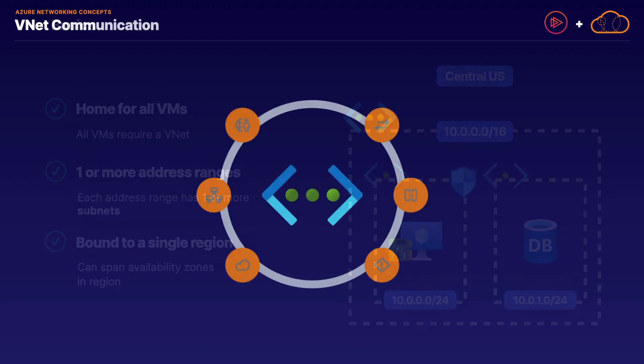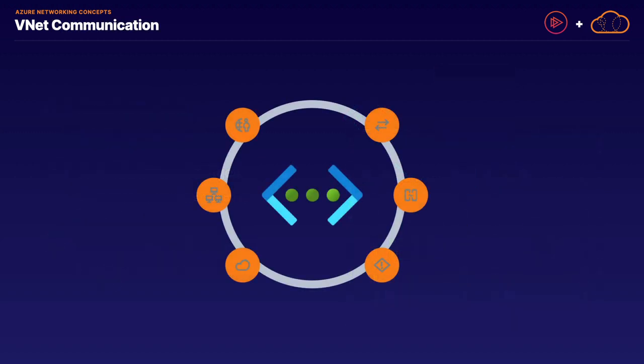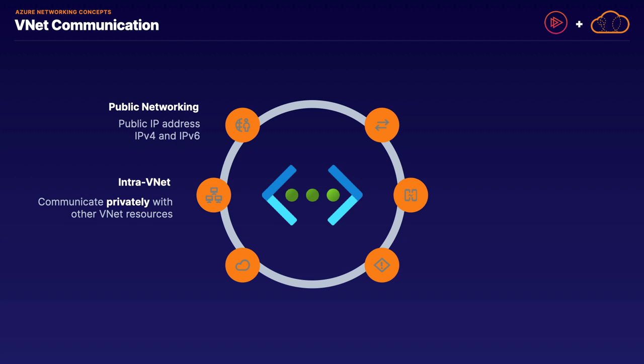Wrapping up this initial introductory lesson, let's take a quick high-level overview of the different methods of communications that virtual networks enable on Azure. First is public networking. Even though virtual networks are geared toward private networking, public networking is an option as well. You can assign public IP addresses to individual virtual machines inside of your network, and these addresses can be in IPv4 or IPv6 format.